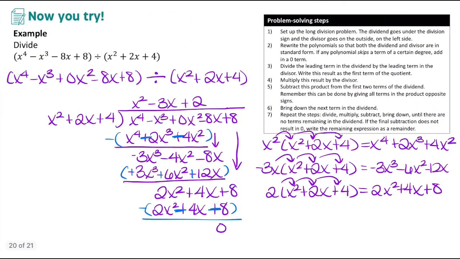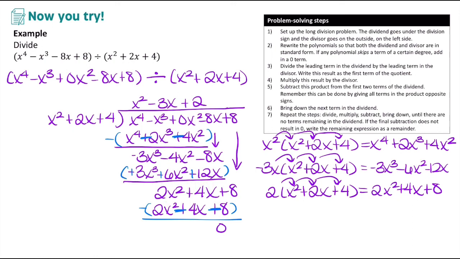So in this example, once again, you can see that it skips the x squared term, so I went ahead and added in that 0. So x to the fourth over x squared is x squared, and then I multiply that x squared by this divisor. When I subtract, I switch all the signs, which gives me negative 3x cubed minus 4x squared. Then I brought down that minus 8x. Negative 3x cubed over x squared is minus 3x. And then I do minus 3x times the divisor, which then I subtract.